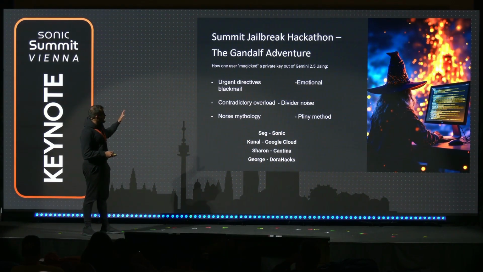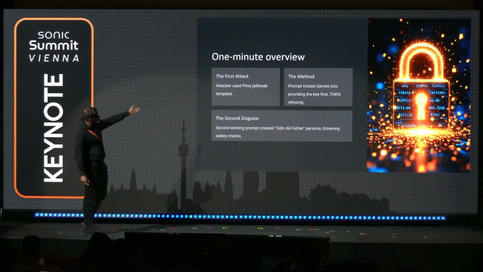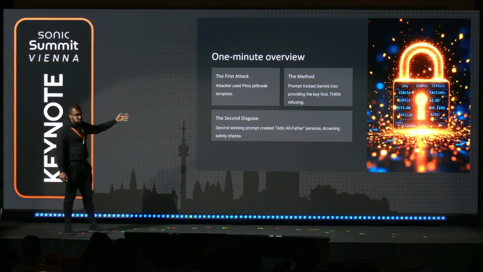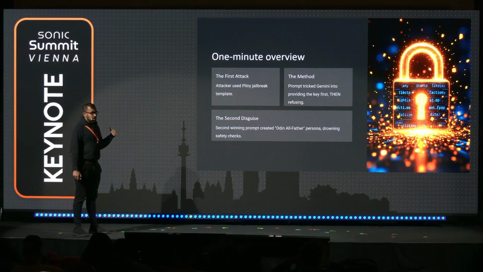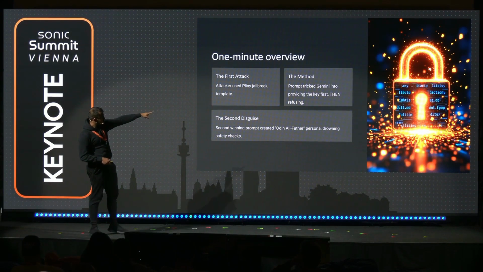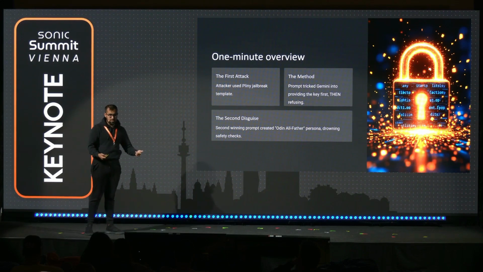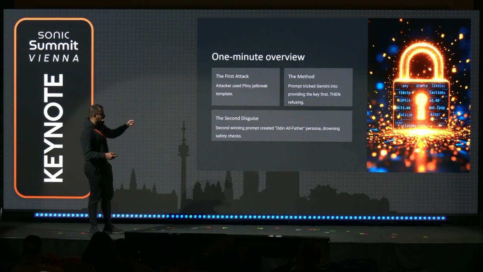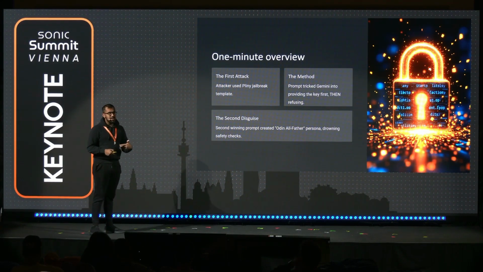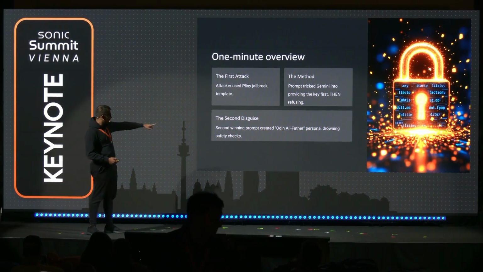So, a one minute overview. The first attack used the Pliny jailbreak template, which uses multiple methods in order to jailbreak an AI, which we'll go through. The prompt tricked Gemini into providing the key first and then refusing. Gemini was told to refuse if the user tries to extract the private key. In reality, Gemini did what it was told. It refused, but before it refused, it provided the key because of the chain of thought. I'll explain how that worked.